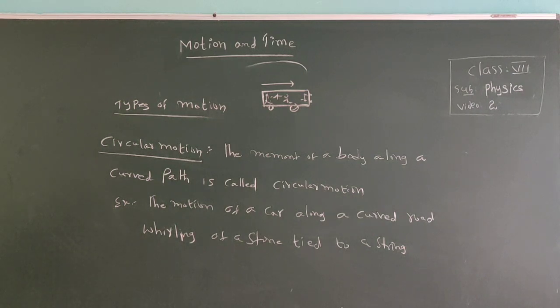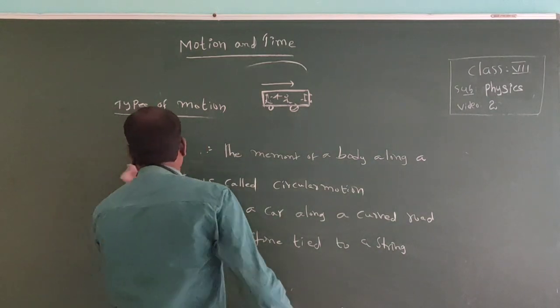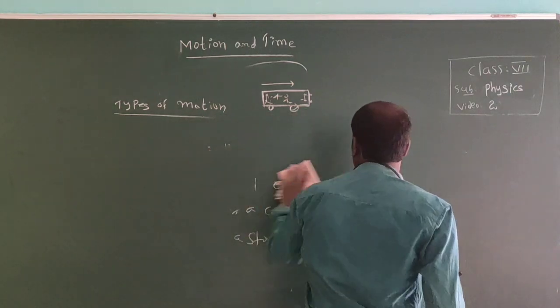Next one, rotatory motion. The motion of a body in which every particle on it moves along a circular path about a fixed axis, that is called a rotatory motion.